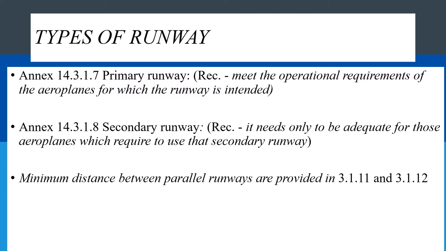whereas the secondary runway may only be meeting the needs of aeroplanes which require to use that secondary runway only. Annex 14 provides minimum distances between parallel runways, meaning that you could have a primary runway in parallel to a secondary runway, or a secondary runway positioned next to a primary runway. So if you have a number of runways, a particular runway will be identified as the primary runway and the rest will be secondary runways.